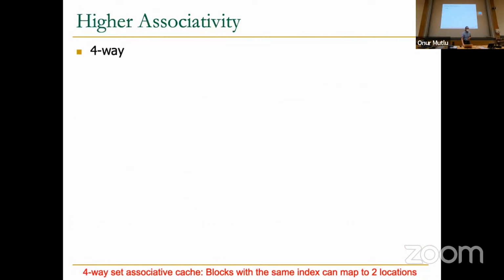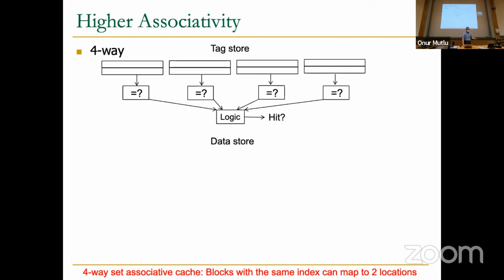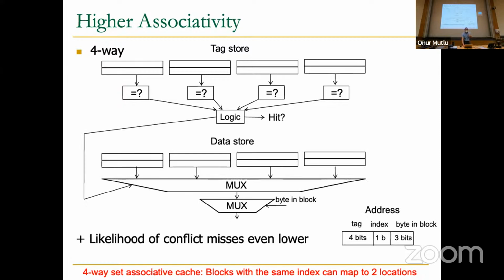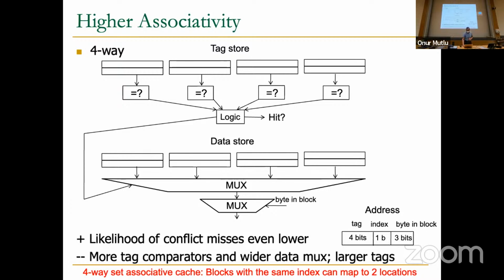So what do you do? You make it 4-way associative. Instead of 2 columns of 4 blocks each, have 4 columns of 2 blocks each. Meaning you have 2 indices, and each set contains 4 possible blocks. Your index becomes only 1 bit, but your tag bits increase clearly. So your tag store size increases again, but your likelihood of conflict misses becomes even lower. Now you can accommodate A, B, C, D, A, B, C, D nicely. Unfortunately, you get more tag comparators and a wider data mux and larger tags, larger power consumption, etc.